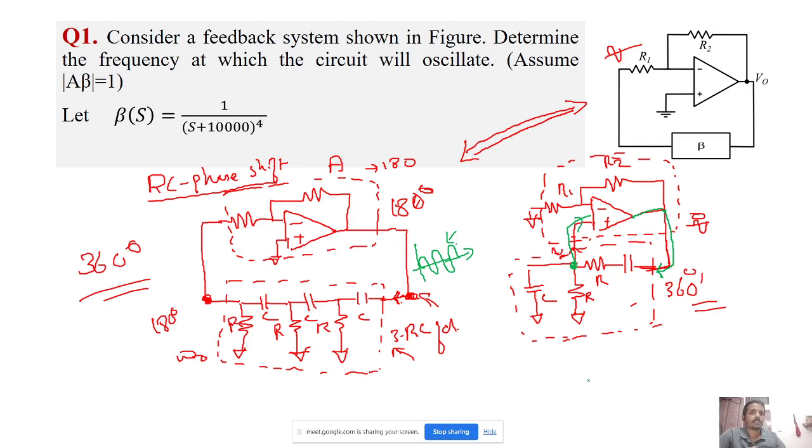Correct. Same is applied here. So frequency of oscillation depends upon at what frequency the RC combination, in this case, gives a 180-degree phase shift from here to its output. Or we can say at what frequency the entire loop gain A beta has an angle of 360 or 0, or whatever multiple of 360.